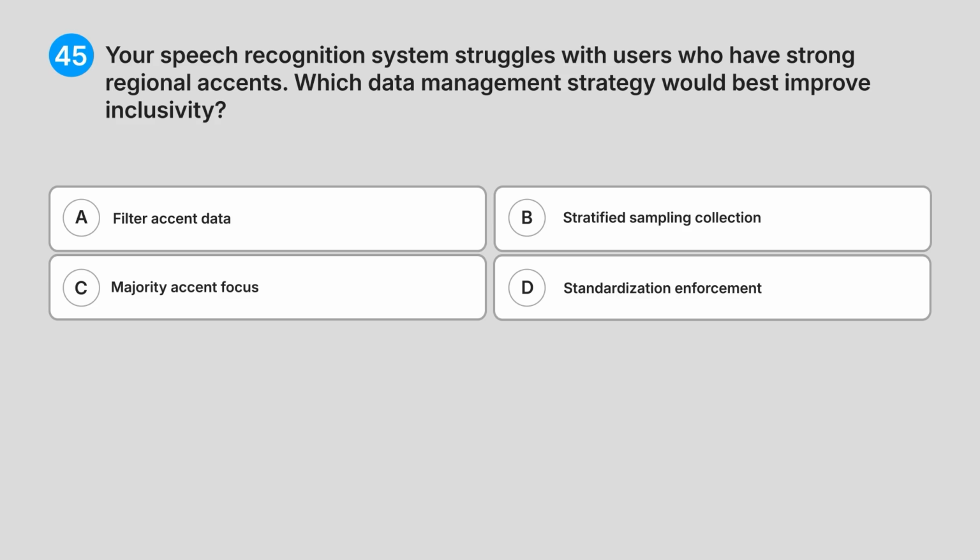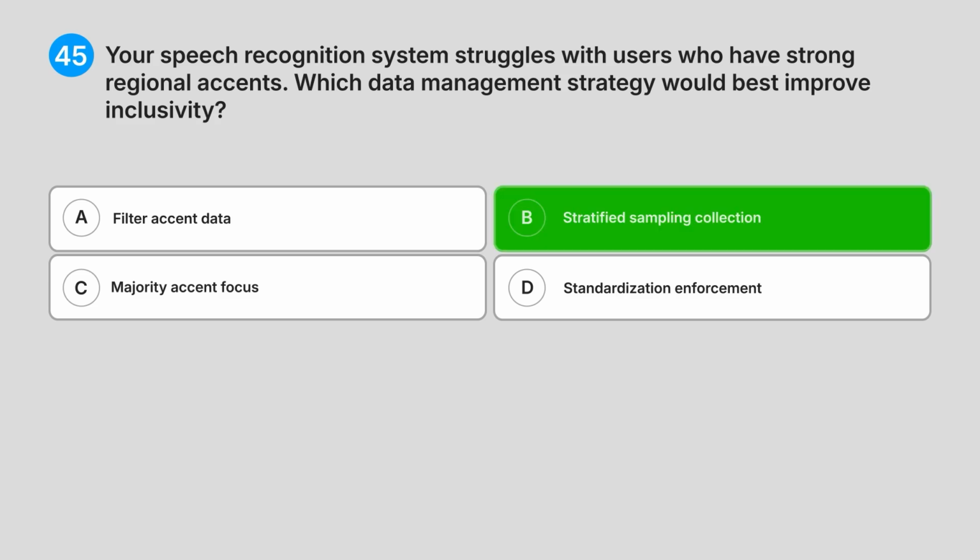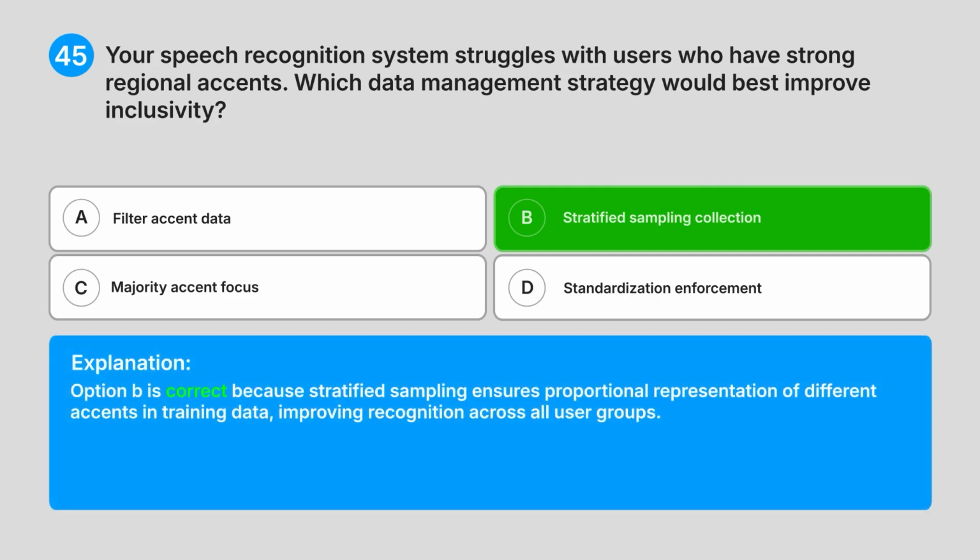Correct answer, B. Stratified sampling collection. Explanation. Option B is correct because stratified sampling ensures proportional representation of different accents in training data, improving recognition across all user groups.